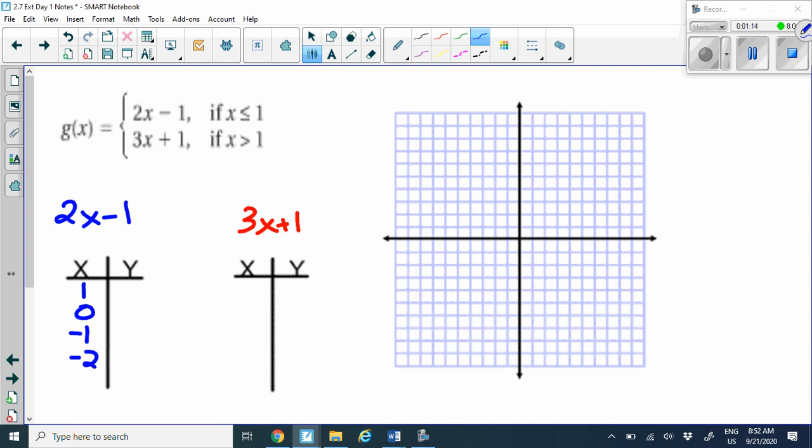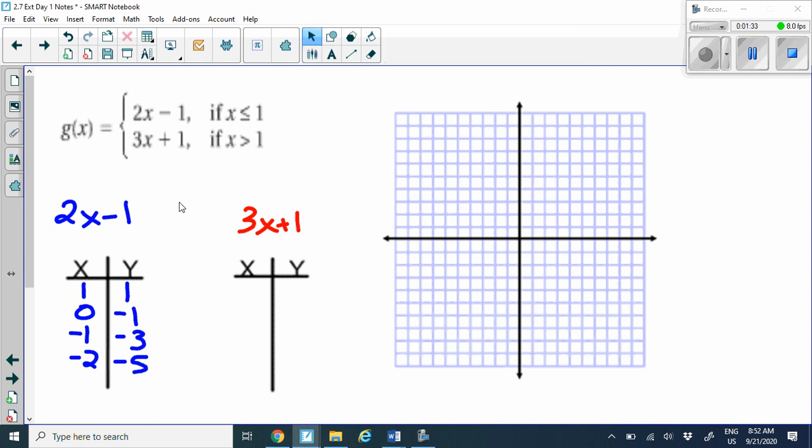Now, what we do is we plug these x values into our equation, 2x minus 1. So when we plug 1 into there, we get 1. When we plug 0, we get -1. When we plug -1, we get -3, and then we should get -5.